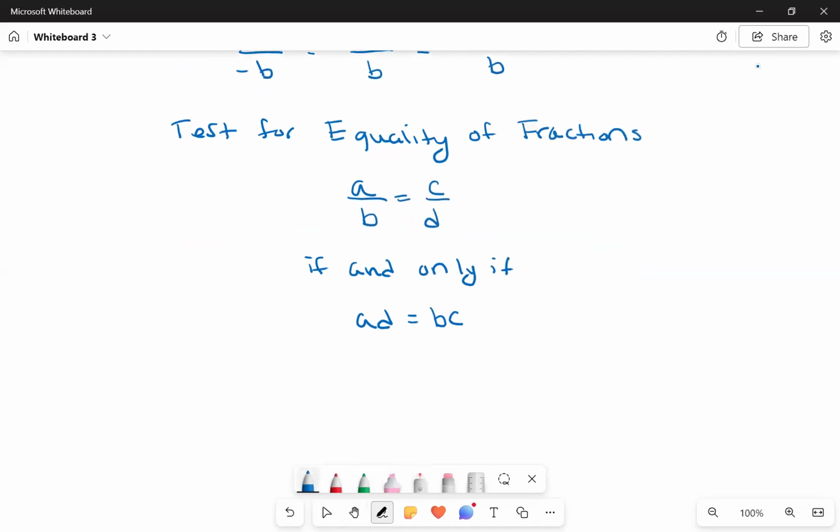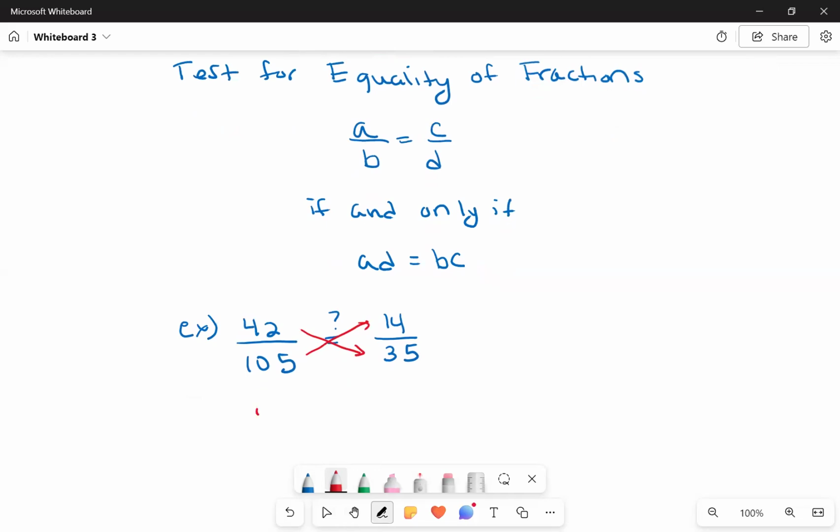So this is nice if you don't want to use the building up method or reducing, but instead practice multiplying. So 42 over 105. Let's see, does it in fact equal 14 over 35? Okay, so grab your calculator and do some multiplying. We're going to multiply 42 times 35. And then we're going to multiply 105 times 14.